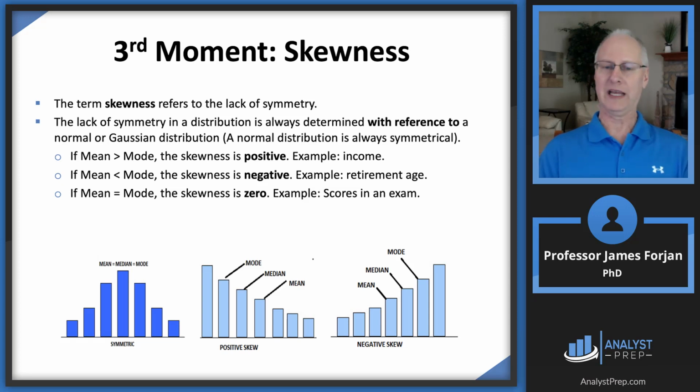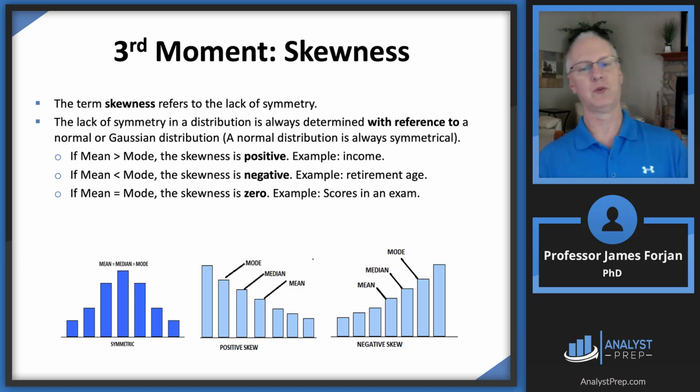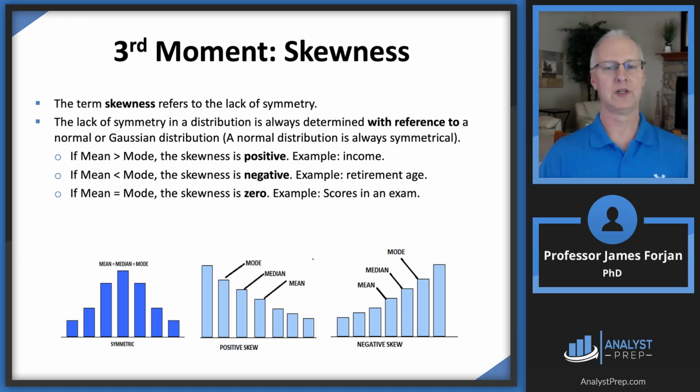But note that we can have positive skewness. We have more observations to the right, or we can have negative skewness. We have more observations to the left. Okay, so here's the definition there in my circle points. If the mean is greater than the mode, then skewness is positive. If the mean is less than the mode, it's negative skewness, and then if they're equal, then skewness is 0.